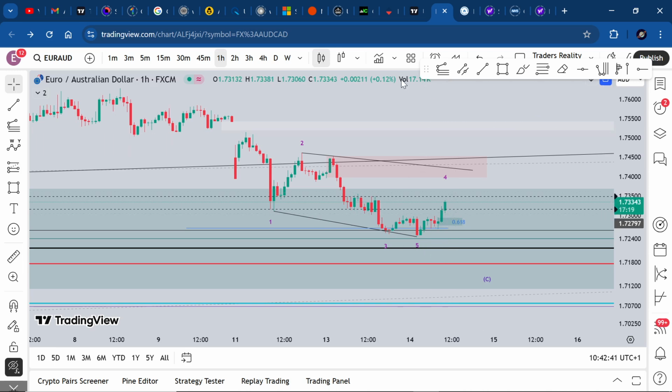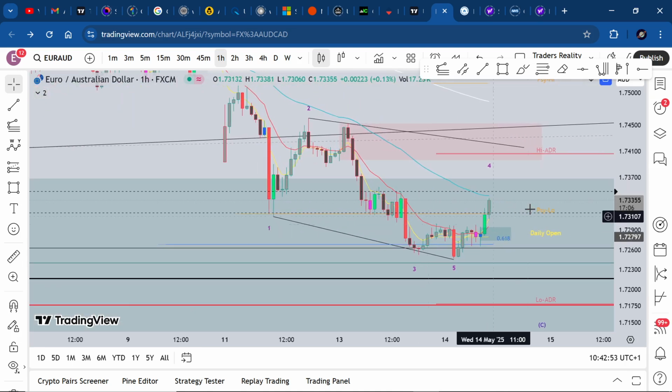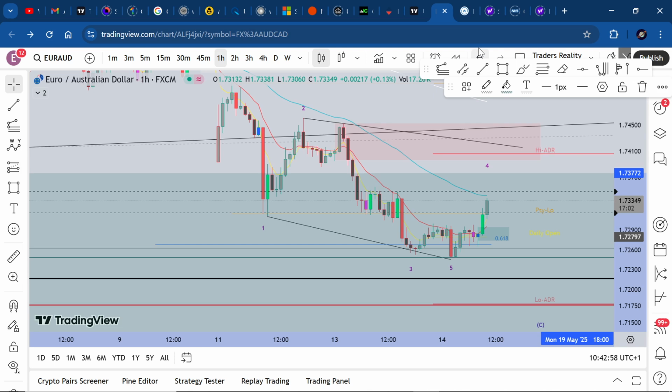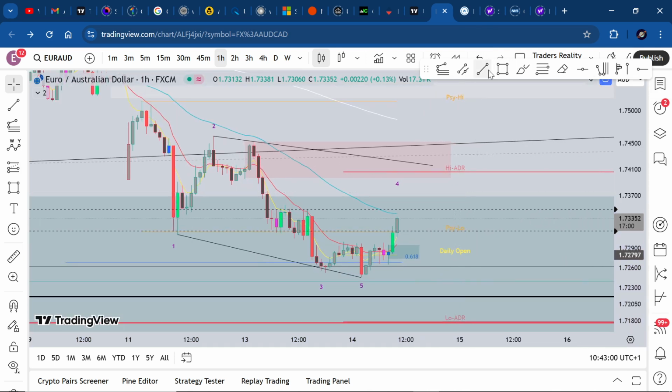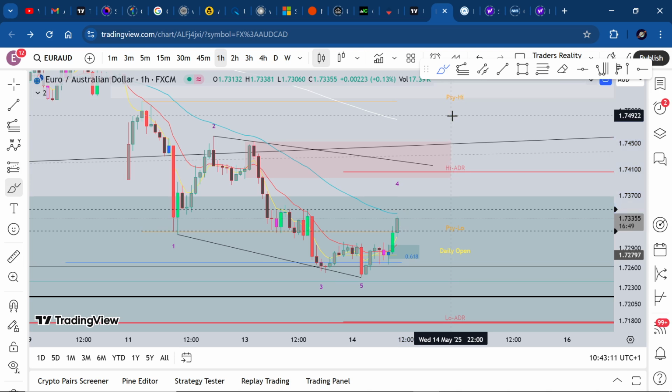I mean, it could just keep going, but if we do break this structure here and get a pullback, I may add to my position at that point. I'm just going to put on the EMA so you can see we're approaching the 50 EMA. Upon breaking above the 50 EMA, if we just burst through the 50 EMA like this, then I'm expecting shallow pullbacks before continuation higher.